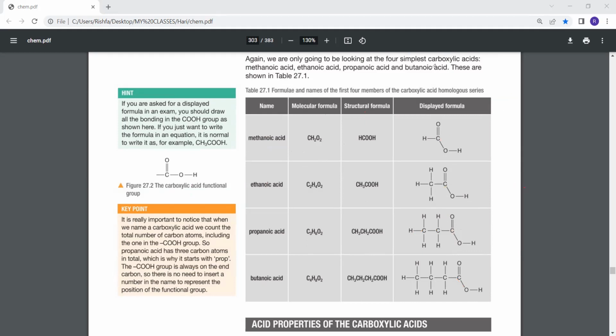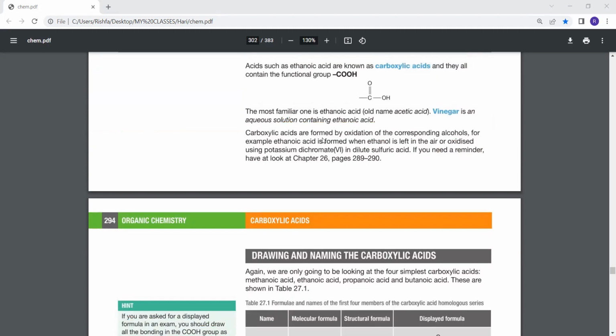Okay, the most common carboxylic acid is ethanoic acid. Eth is two carbon, right? So a two carbon containing carboxylic acid like this. I hope you're listening. The common name is acetic acid, or vinegar. The vinegar that we use is a carboxylic acid. It is acetic acid, or ethanoic acid. That is the chemical formula.